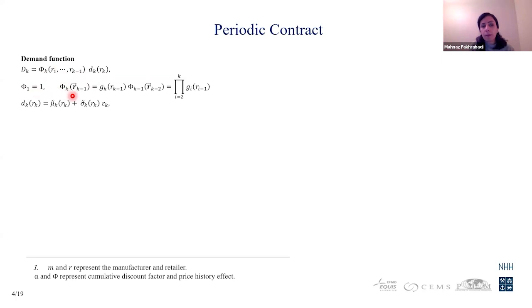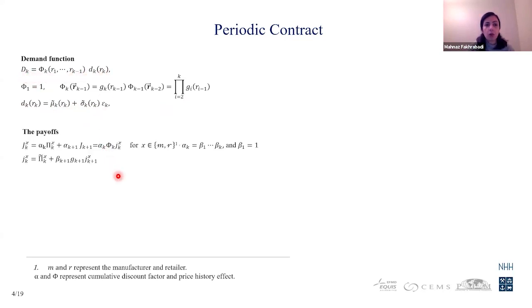And for any other phi, I can write it as a multiplication of G, where G is the memory or the scaling factor at each period. So I can multiply each period by the other periods, a cumulative multiplication to figure out the scaling factor at the current period. And this tilde here shows that this small d is only a function of the current price, whereas the capital D means demand is a function of all previous prices and the current price. So the payoffs, here X means the manufacturer and retailer both.